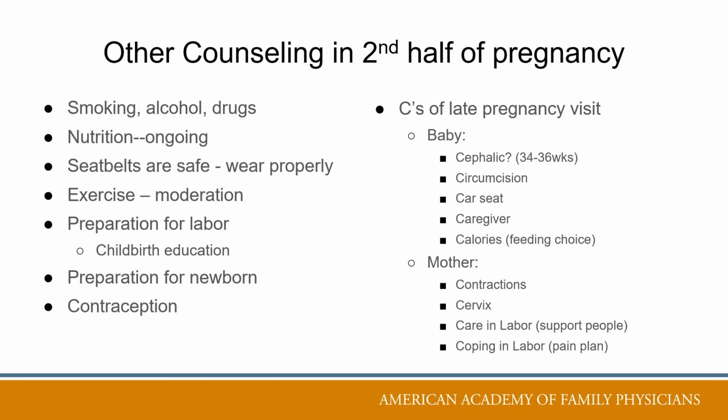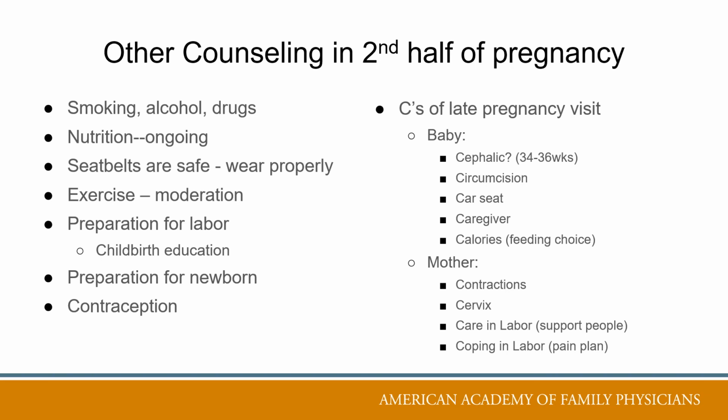As far as the C's of late pregnancy, we want to evaluate if the patient is vertex. We want to do that through both Leopold's and an ultrasound in the office and make sure we understand if the patient is vertex. Circumcision. Is the parent planning on a circumcision for the baby, and do they know what that would entail? Car seat. We want to think about if there's a car seat already set up in the car and available, or if a car seat needs to be obtained for the parent.